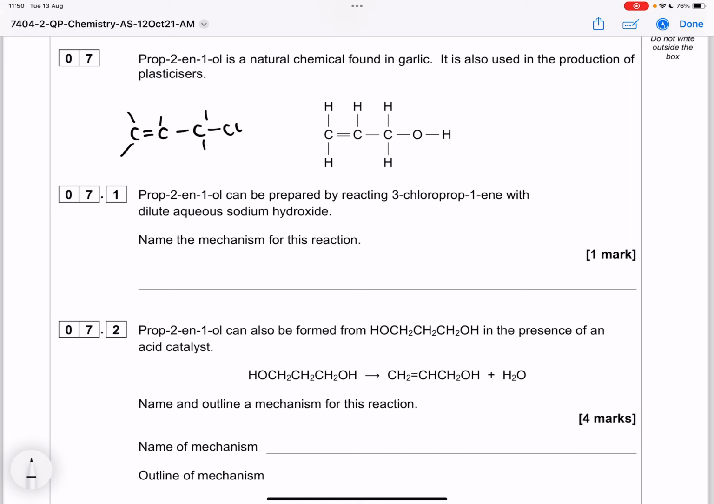Name the mechanism. Well, we're swapping the Cl for the OH, and the Cl minus would be an electron pair donor, so it's nucleophilic substitution.